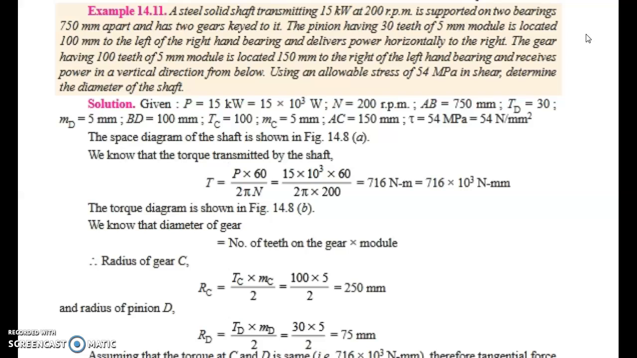mm apart and has two gears keyed to it. The pinion having 30 teeth of 5 mm module is located 100 mm to the left of the right hand bearing and delivers power horizontally to the right.